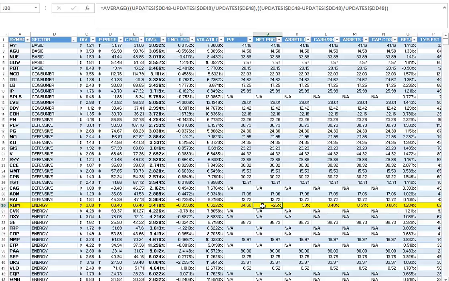We take those numbers, add them together, and divide by 2, and that gives us the average change of the net profit over the last 3 years. As we can see here for ExxonMobil, on average their net profit has declined 25% over the last 3 years. Again, this number cannot be taken on its own.